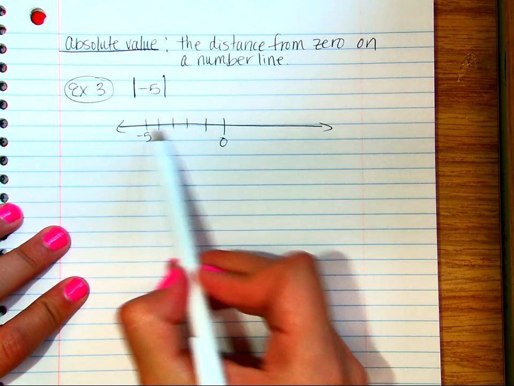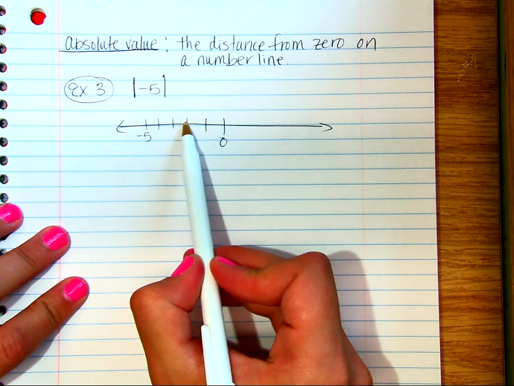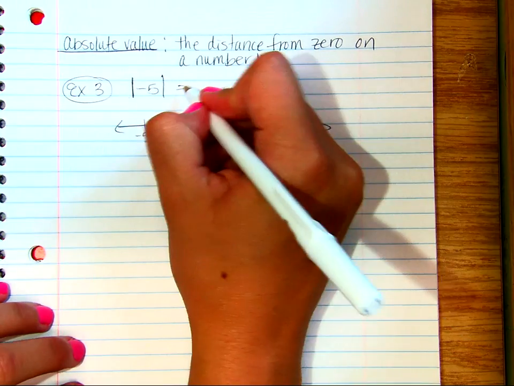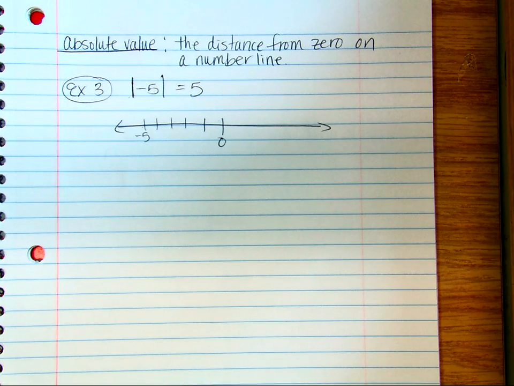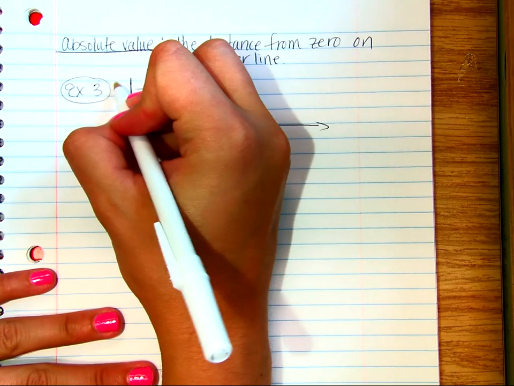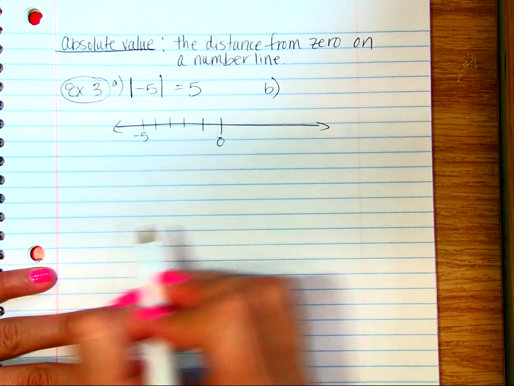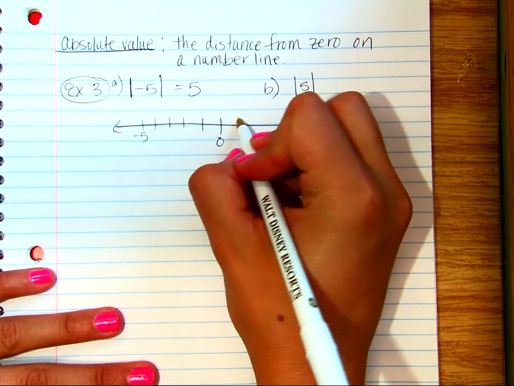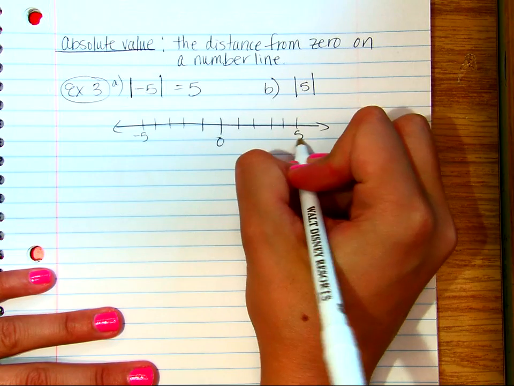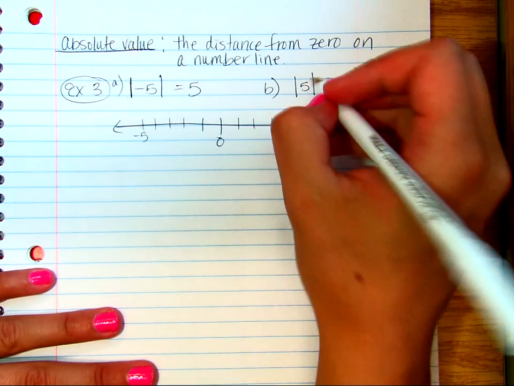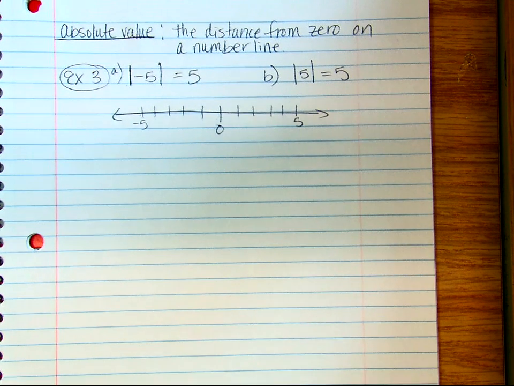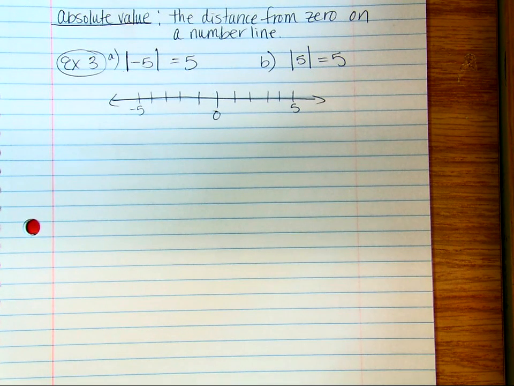How far is it from 0? Well, it's 1, 2, 3, 4, 5 units away from 0. So we can say the absolute value of -5 is 5. Similarly, we'll call this part A, and this will be part B. If I ask you for the absolute value of +5, 1, 2, 3, 4, 5, there it is. That also has a distance of 5 from 0. So the absolute value of 5 is also 5. Okay, so that is absolute value summarized there.